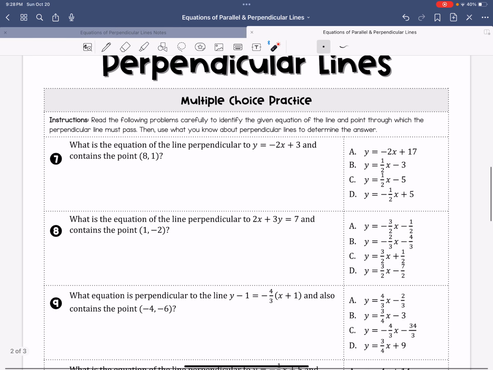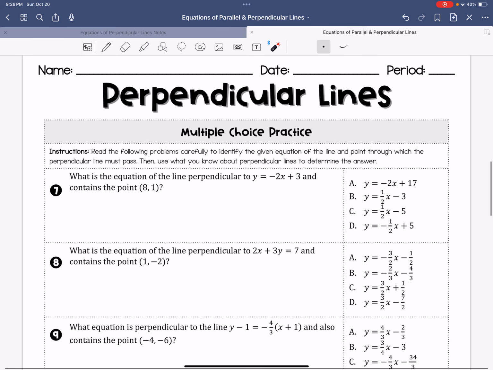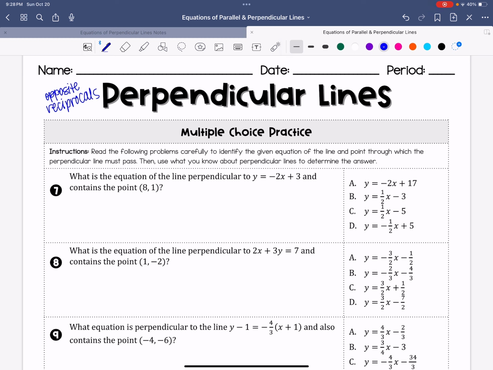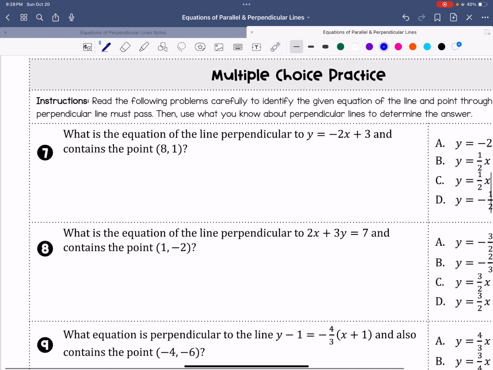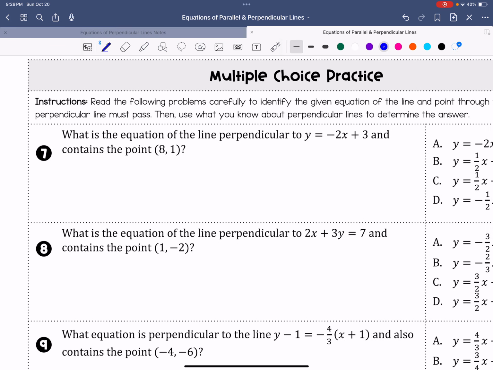So we're going to move on to perpendicular lines. So remember, perpendicular lines, this means that you have to find the opposite reciprocal. Their slopes are opposite reciprocals of each other. Remember, an opposite reciprocal means that you're taking your slope and you're flipping your fraction and changing your sign. So for instance, on number 7, it says, what is the equation of the line perpendicular to y equals negative 2x plus 3 and contains the point 8, 1?